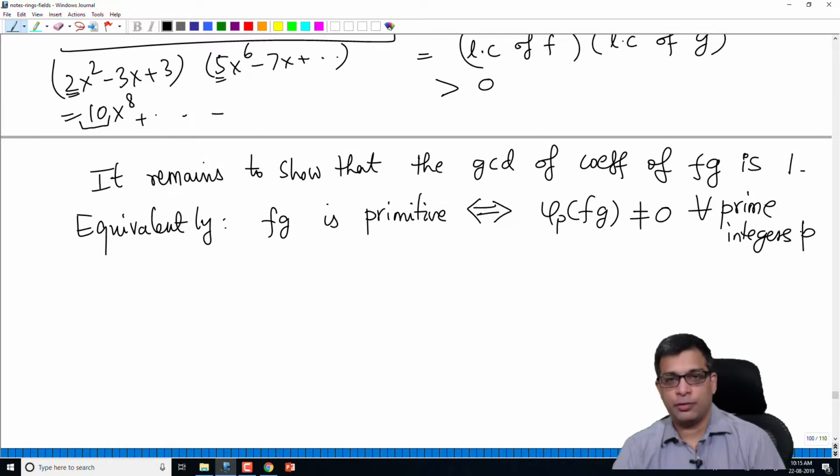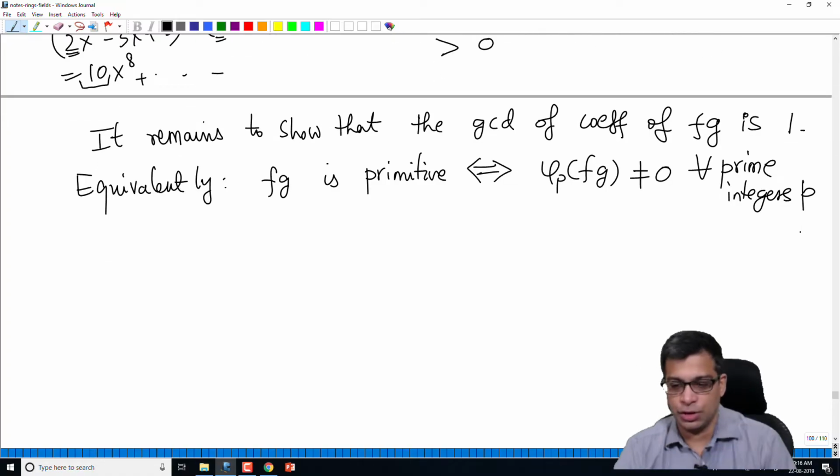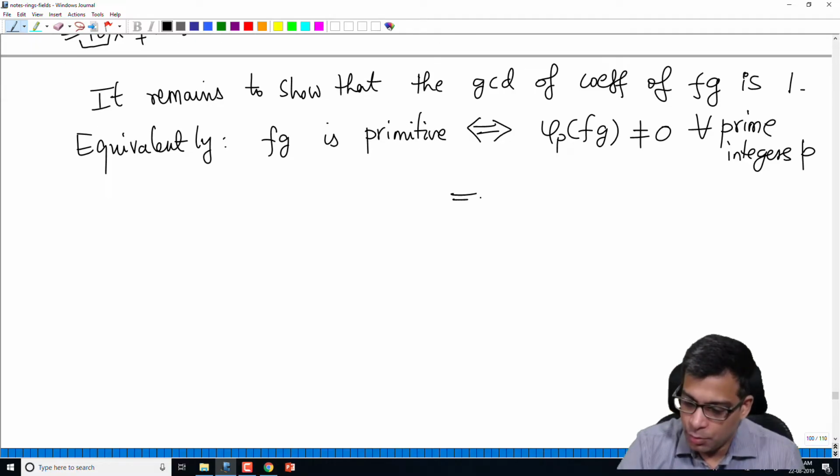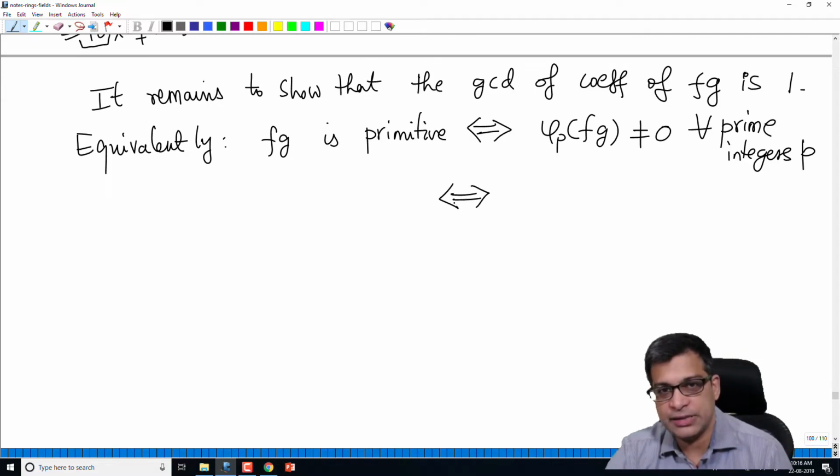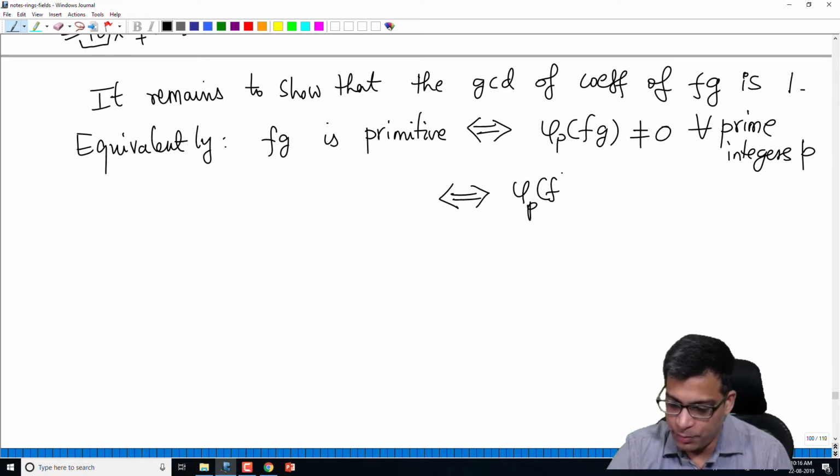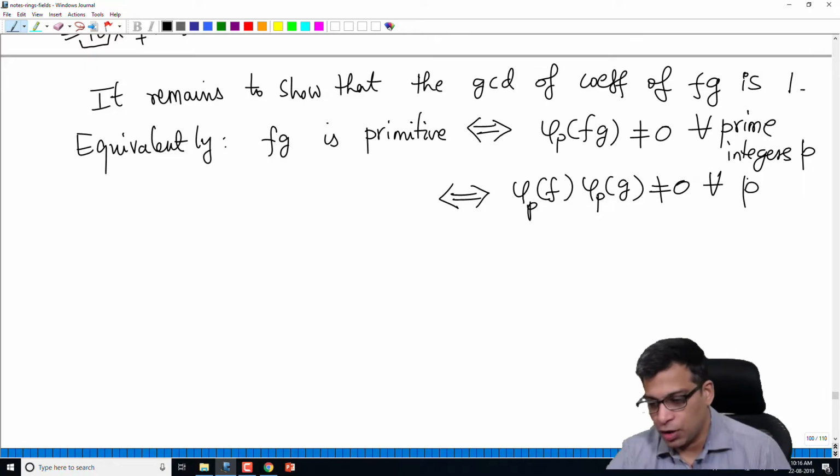If you notice, I am using the word prime integer because now that we have the notion of prime elements in an arbitrary ring, I won't refer to primes in Z as just primes. So we want to show phi p of fg is non-zero. If that happens, p does not divide all the coefficients of fg. That means the GCD of all the coefficients of fg is 1. So we want this to be true for every prime integer p. But the important thing now is phi p is a homomorphism of rings. So phi p of fg is the same as phi p of f times phi p of g. So we want this product to be non-zero.